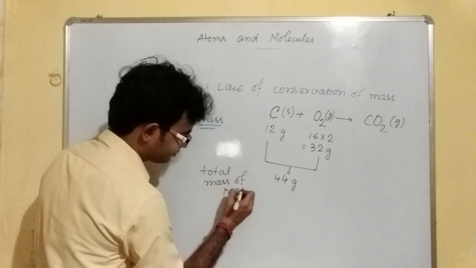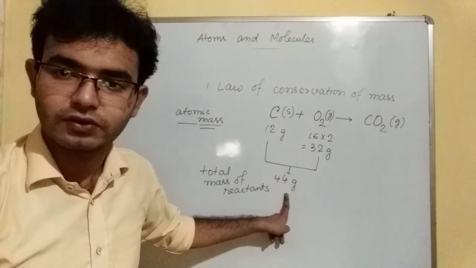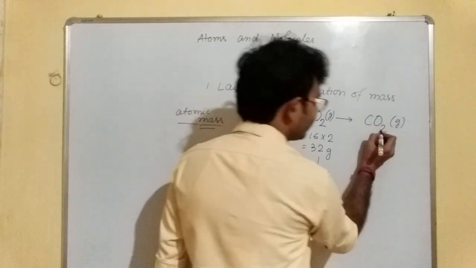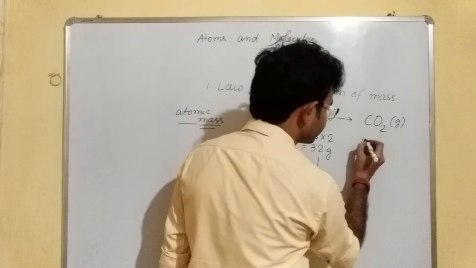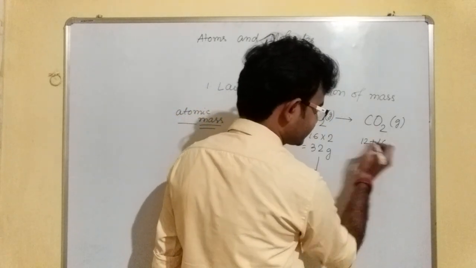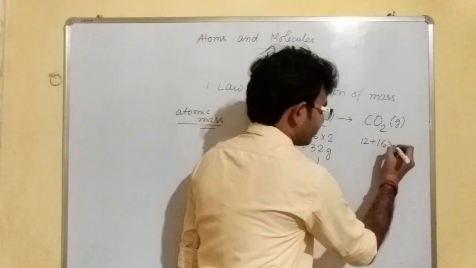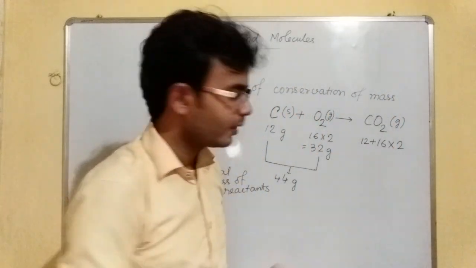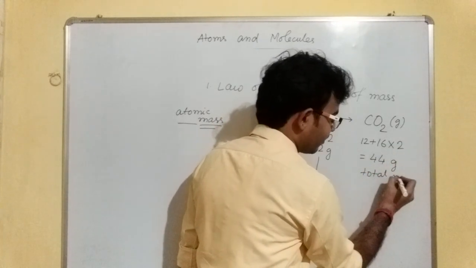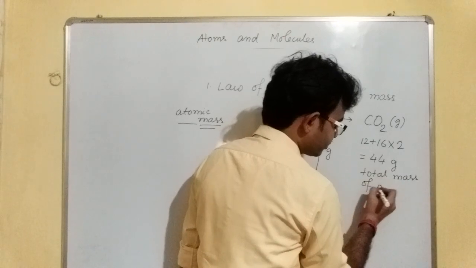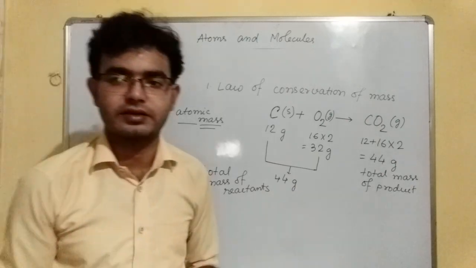of reactants. Okay, there are two reactants, that's why the total mass of the reactants is 44. Clear? 44 gram. Now in case of carbon dioxide, let us calculate the total mass. For carbon, the mass is 12. For one oxygen, the mass is 16. There are two oxygen atoms in the carbon dioxide molecule. So, 16 into 2. Now, the total mass will be 44 gram. This one is the total mass of product.